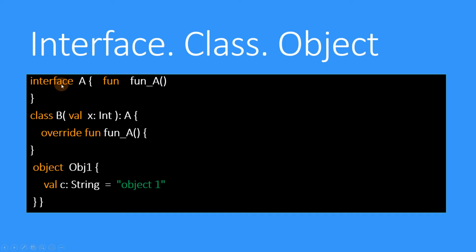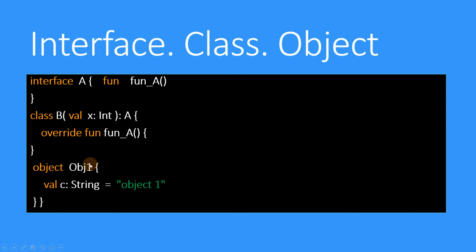Here we have an example of an interface with the name A. Inside of this interface A describes a function fun A, and then we have a class B which implements this interface. Class B has a parameter x of type Int, and since it is implementing interface A, it also can override the function fun A and should implement it.